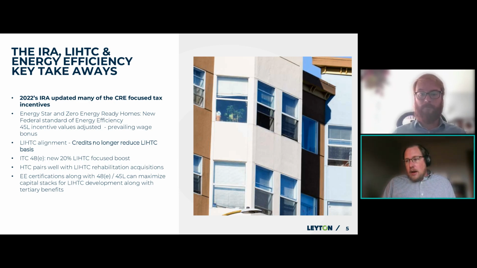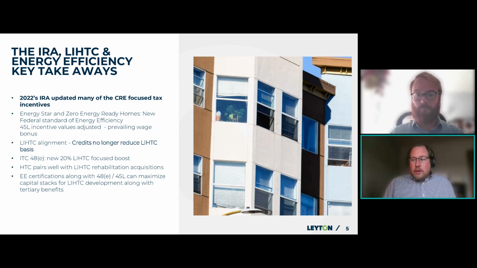A very important point to note is that with the updates from the Inflation Reduction Act, there is no longer a basis reduction for taking 45L or ITC credits with LIHTC developments. This is very important to understand, as it's now brought into alignment that these programs work very well together, and we will have some slides discussing that. In addition, the ITC investment tax credit now has a 20% bonus that is applicable specifically to LIHTC developments.